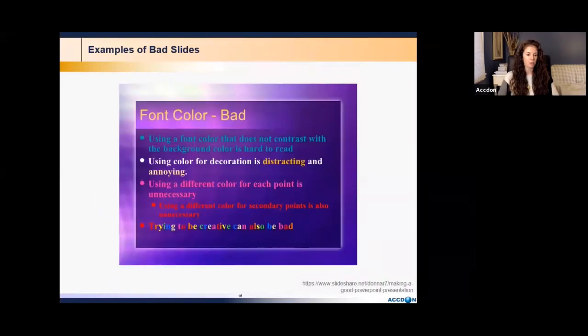Regarding font, if you read the slide here, it kind of says it all. You want to make sure that you don't use a font color that doesn't contrast with the background color, because again, it's hard for people to read. If you change the color of certain words and sentences, it can be distracting. Same thing with bullets and sub-bullets. And while it's good to be creative as a scientist, and I think that's an essential skill, going a little bit above and beyond can be a little bit too aggressive for a scientific talk. So again, keep things polished, simple, and professional.